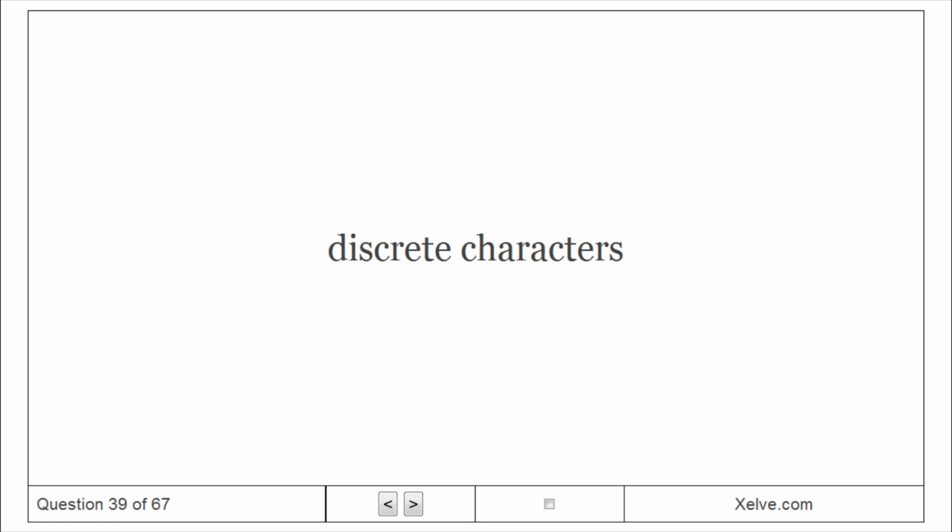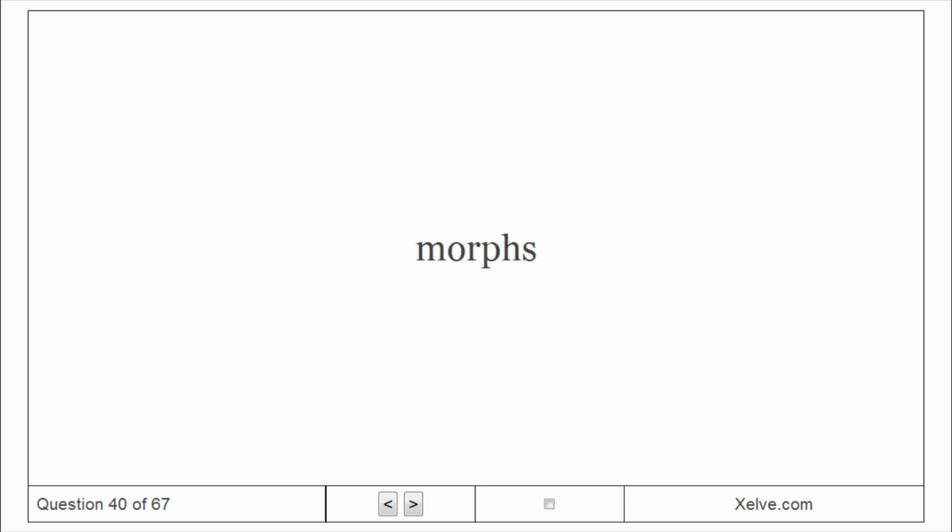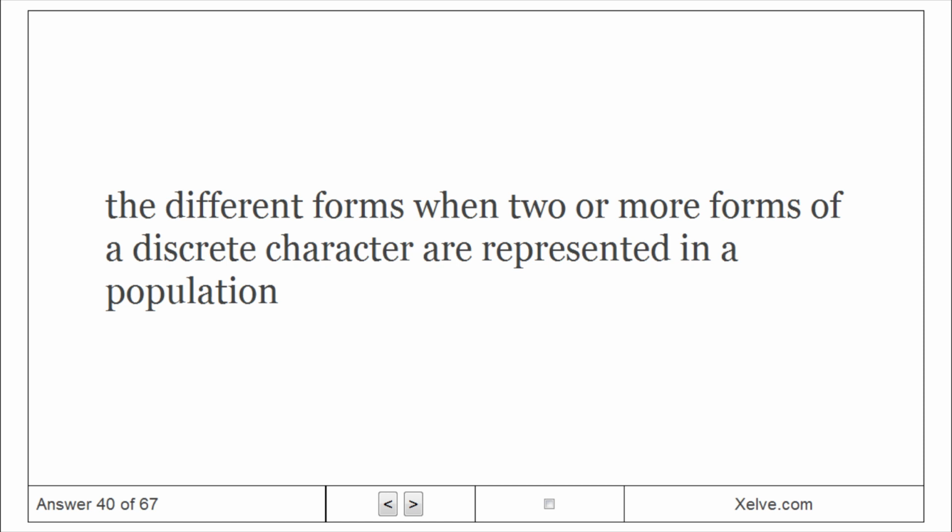Discrete characters can be classified on an either-or basis, usually because they are determined by a single gene locus, with different alleles that affect distinct phenotypes. Morphs: the different forms when two or more forms of a discrete character are represented in a population.